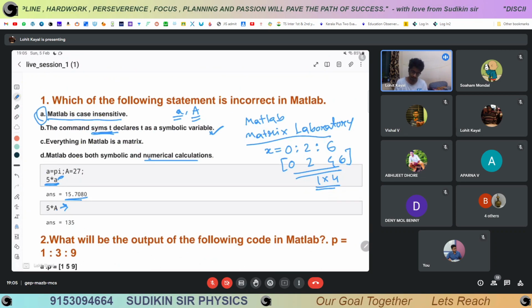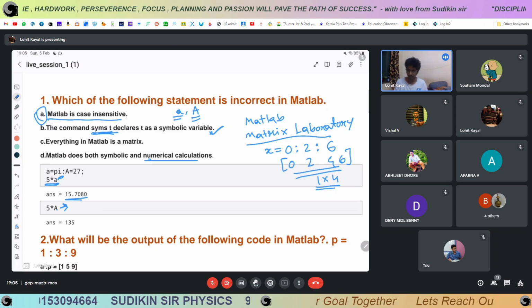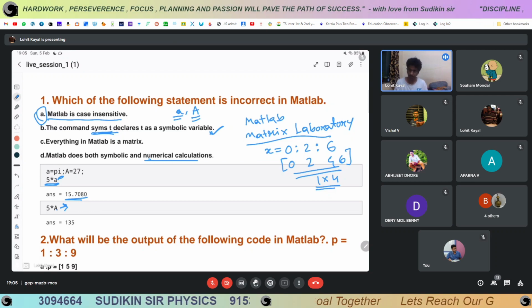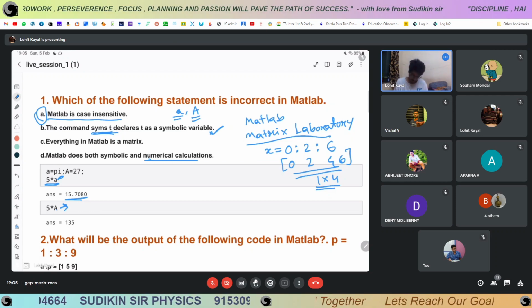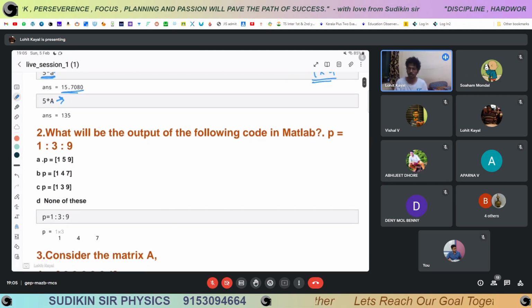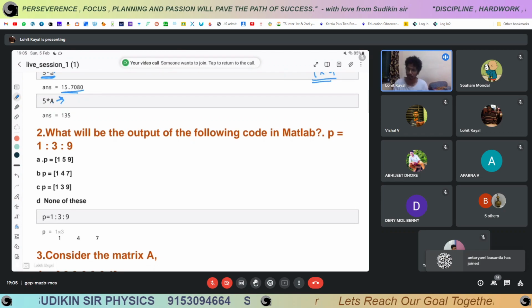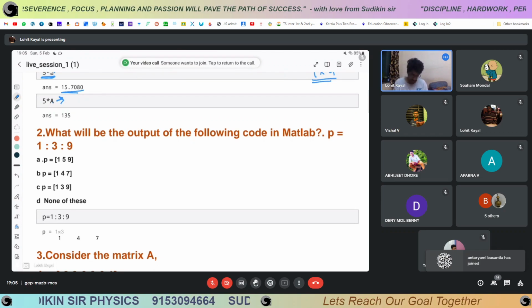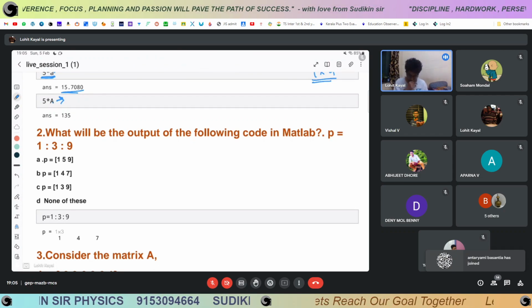So which one is incorrect? That MATLAB is case insensitive. This option will be incorrect. If you have any doubt here, you can stop me and ask me questions. Now let's go to the second problem.